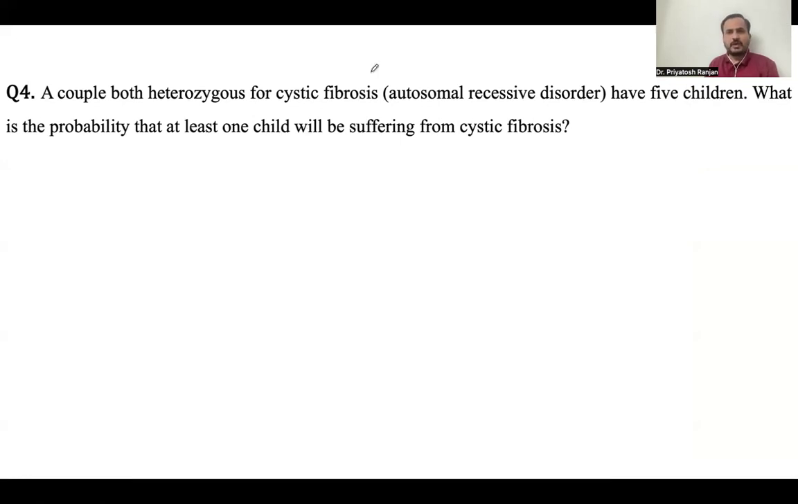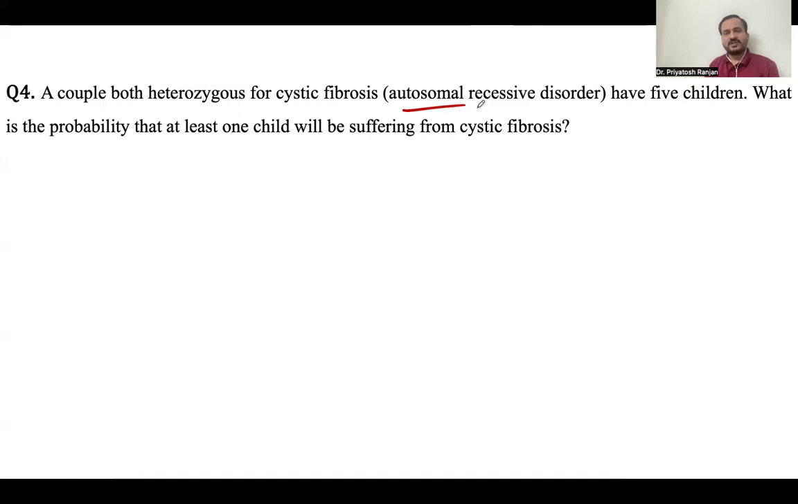Now remember, it's an autosomal recessive disorder. What does that mean? Of course, it's not going to affect the sex chromosome. It is on the somatic cells, the autosomal cells. So nothing to do with boys and girls. These are going to affect the children irrespective of their sex.